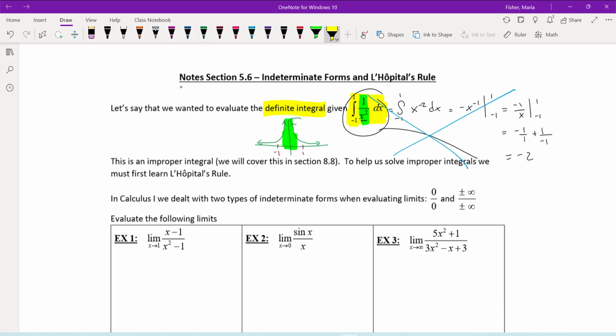This particular definite integral is called an improper integral. And we're going to look more at improper integrals in section 8.8. But before we get to improper integrals, we're going to learn L'Hopital's rule, because sometimes we're going to need to use L'Hopital's rule to help us evaluate those improper integrals. So let's recall what we learned in Calculus 1.